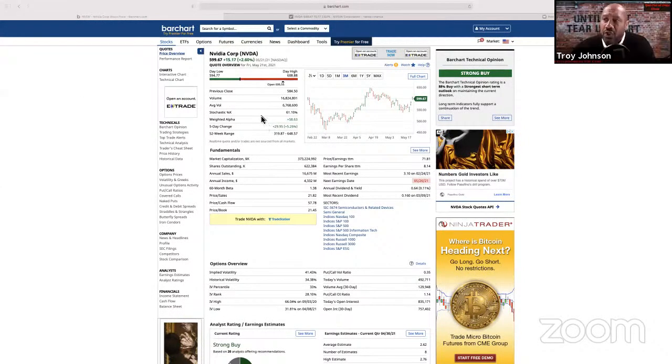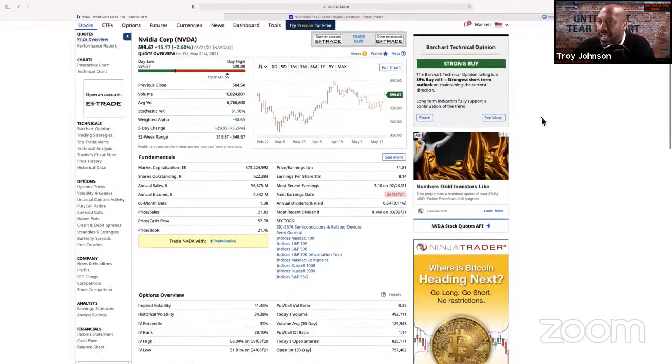So I'm on barchart.com. I've already searched for Nvidia while Patrick was talking. And so I wanted to literally show the audience what we're talking about with this whole PE ratio and PEG ratio stuff.